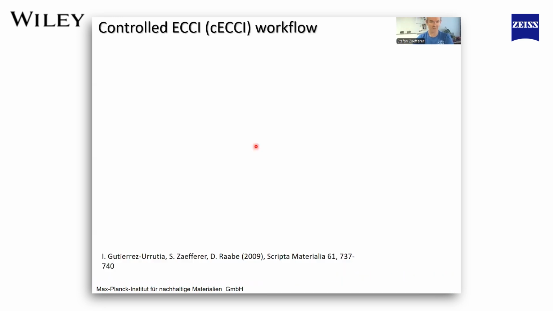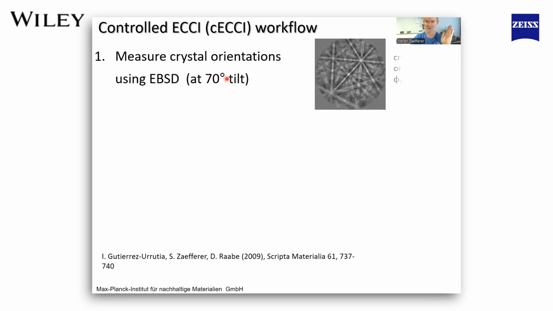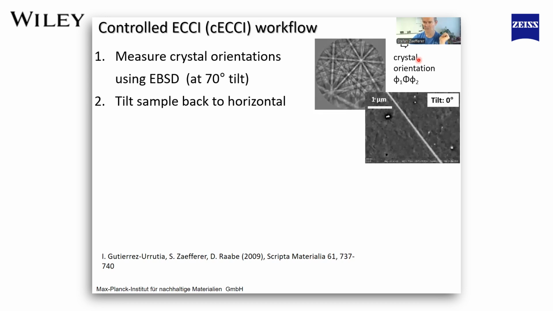So this is showing what the workflow is to obtain these ECCI images, or better, to do controlled ECCI. I mentioned it already a couple of times, but let me conclude it here. We first measure the crystal orientations using EBSD. For that, we have the sample at 70-degree tilt, so we obtain the crystal orientation. Then we tilt our sample from 70 degrees back to normal, horizontal. Then we see, for example, a typical image here, a nano twin. The matrix is in channeling conditions, the twin is in backscattering condition.